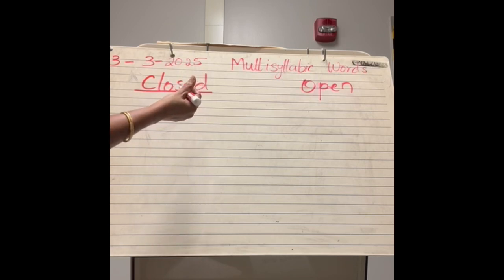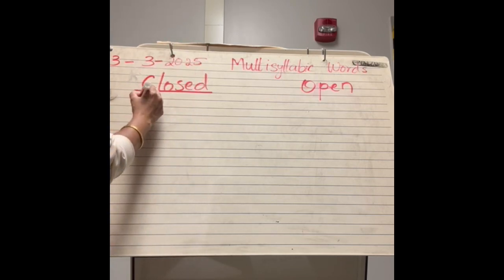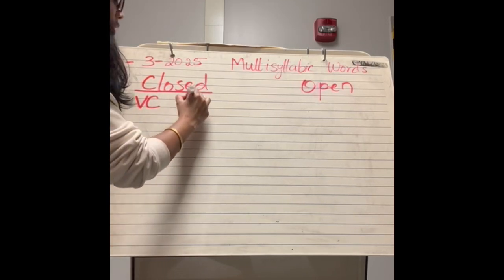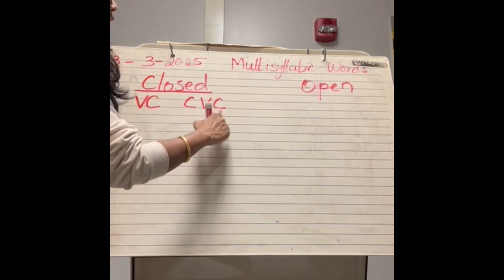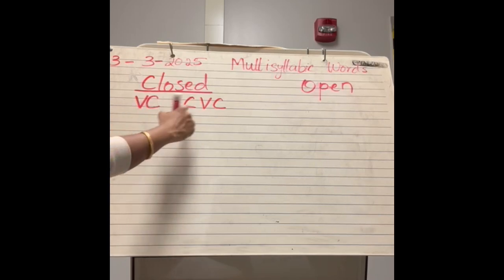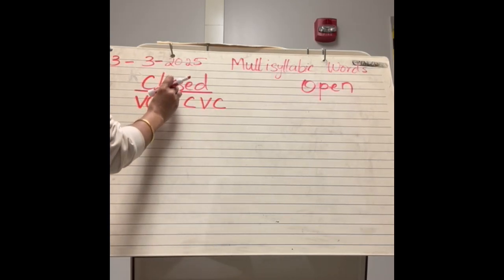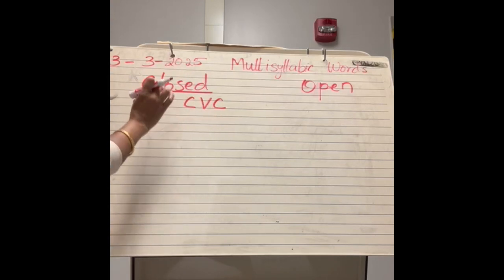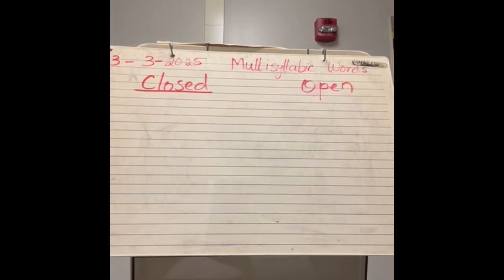As we know from yesterday, the last class, our words have patterns like V and C. That means we have a vowel and a consonant, or C, V, C: consonant, vowel, consonant. These are the words we already learned. Now when we read bigger words, we need to know what a closed syllable means. We learned the words, but now we need to know what a closed syllable means. Now let me explain to you.